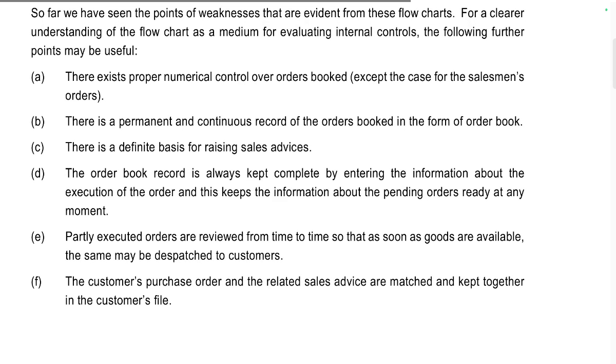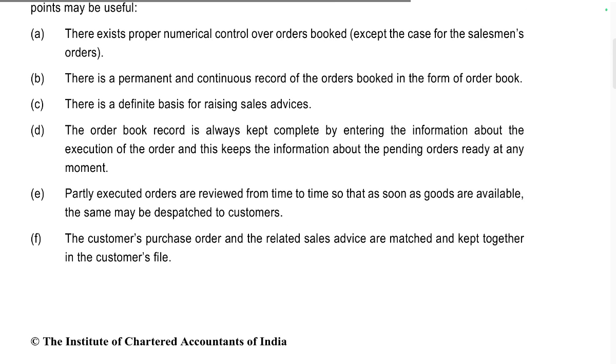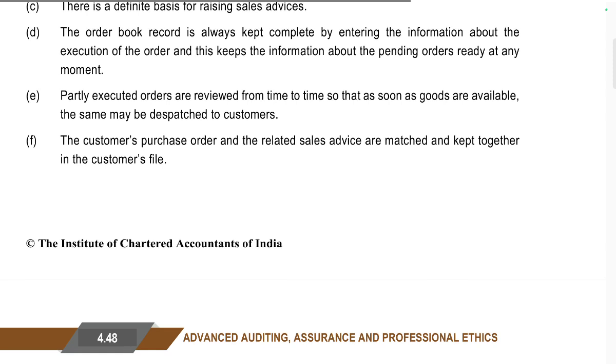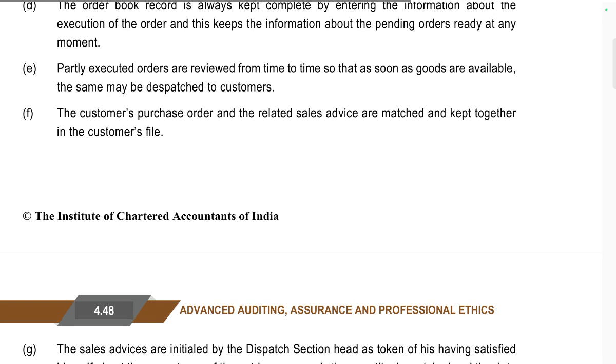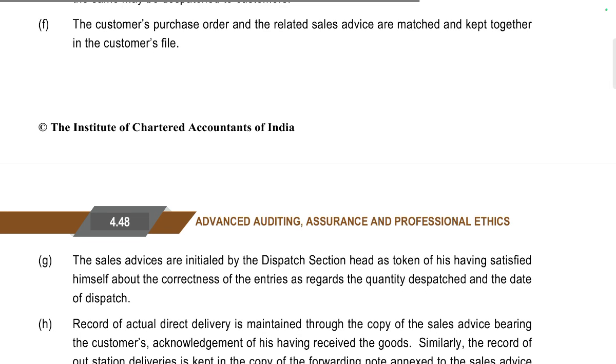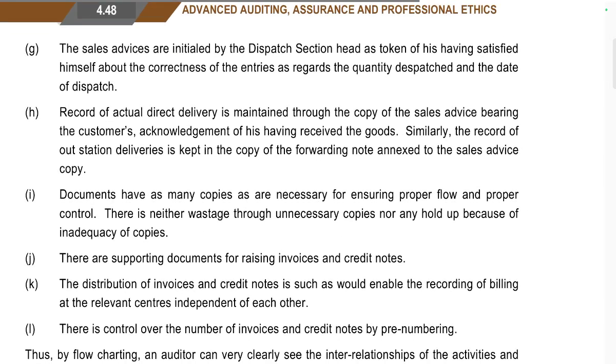Following this, there exists a proper numerical order of the books. Except in the case of salesman orders, there is a permanent and continuous record of order books and forms of order copies, and a defined basis for raising sales advices. Order book records always keep complete information about the execution of orders and about pending orders. Partly executed orders are reviewed from time to time so that goods are available and can be dispatched to the customer. The customer purchase order and related sales advice are matched and kept in the customer's file.